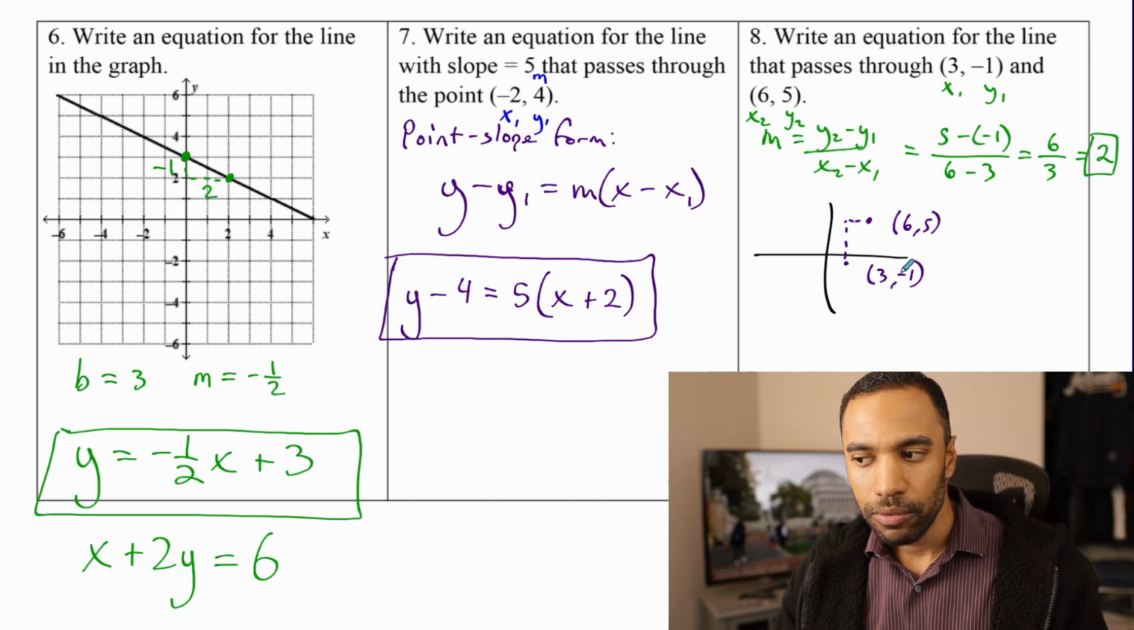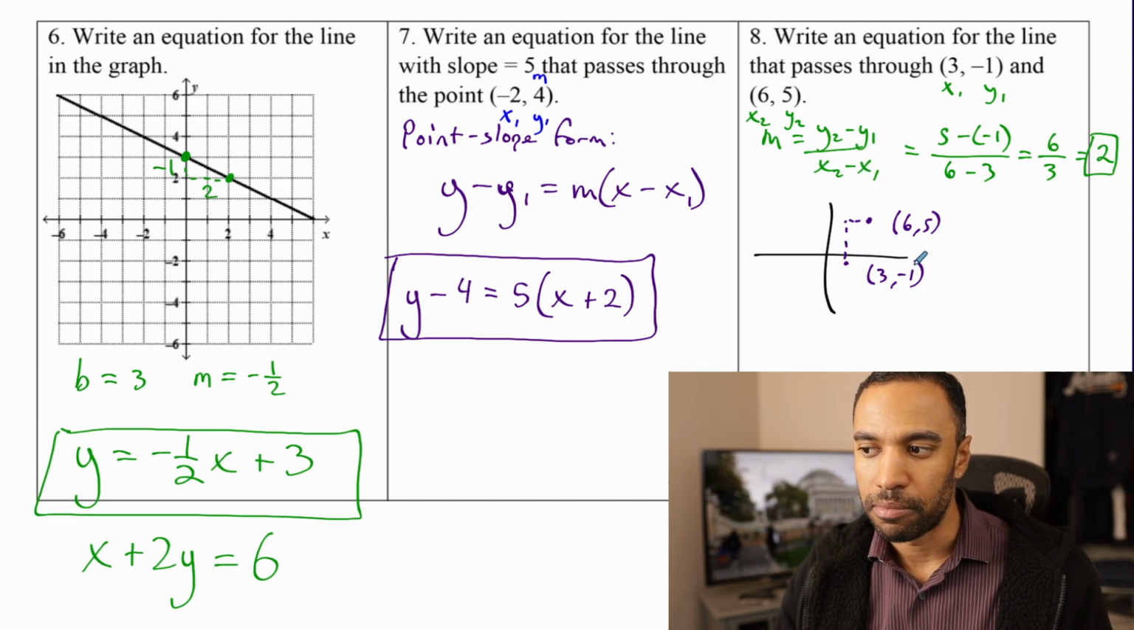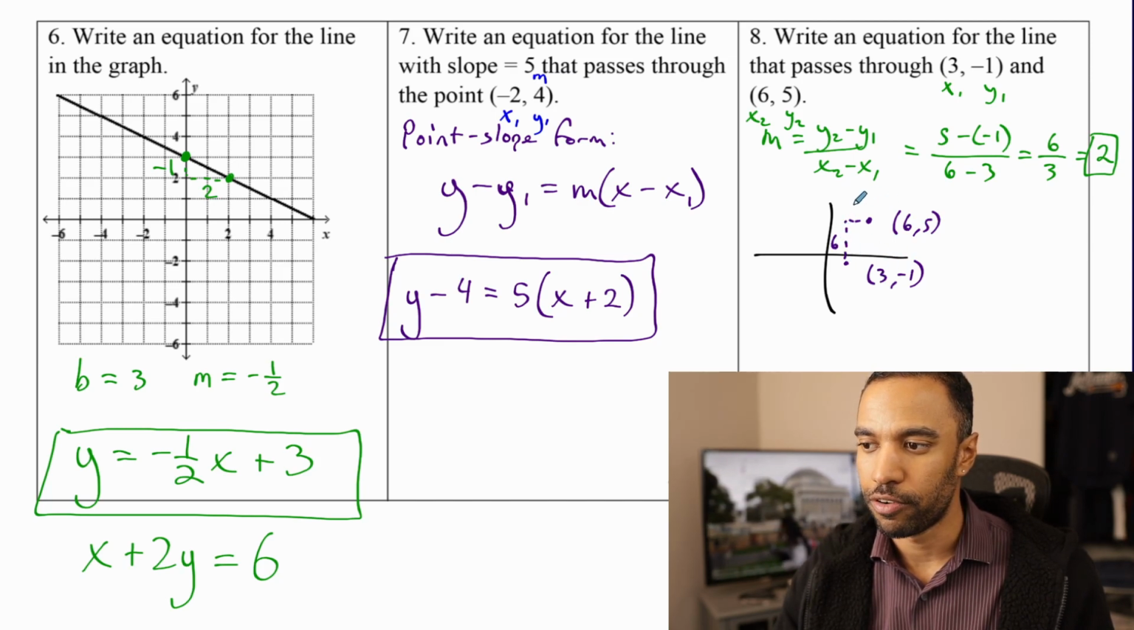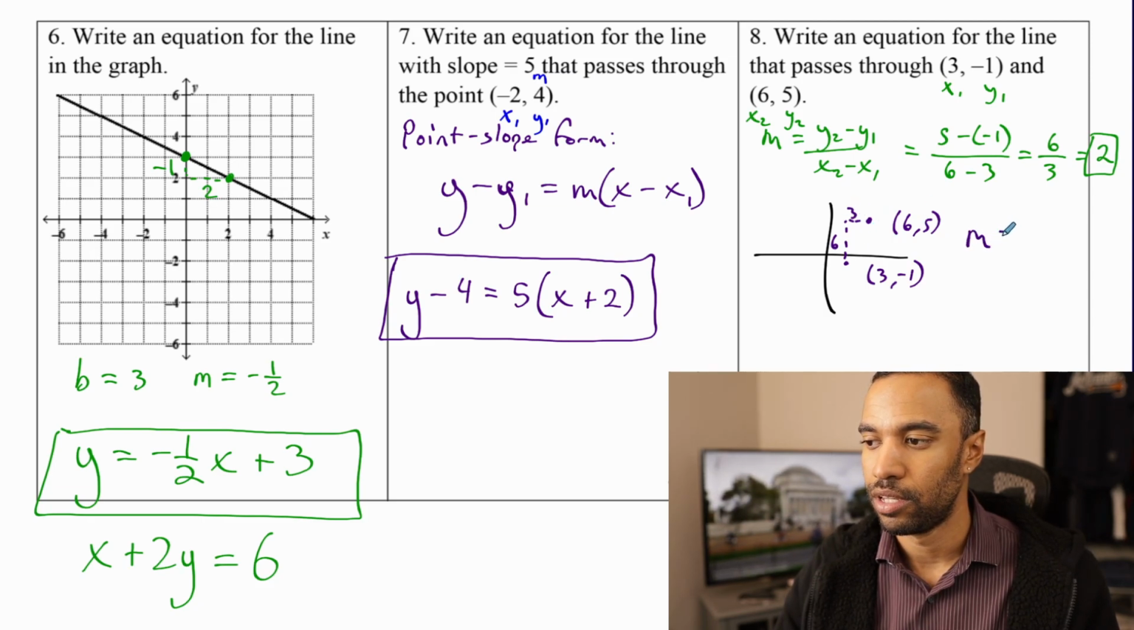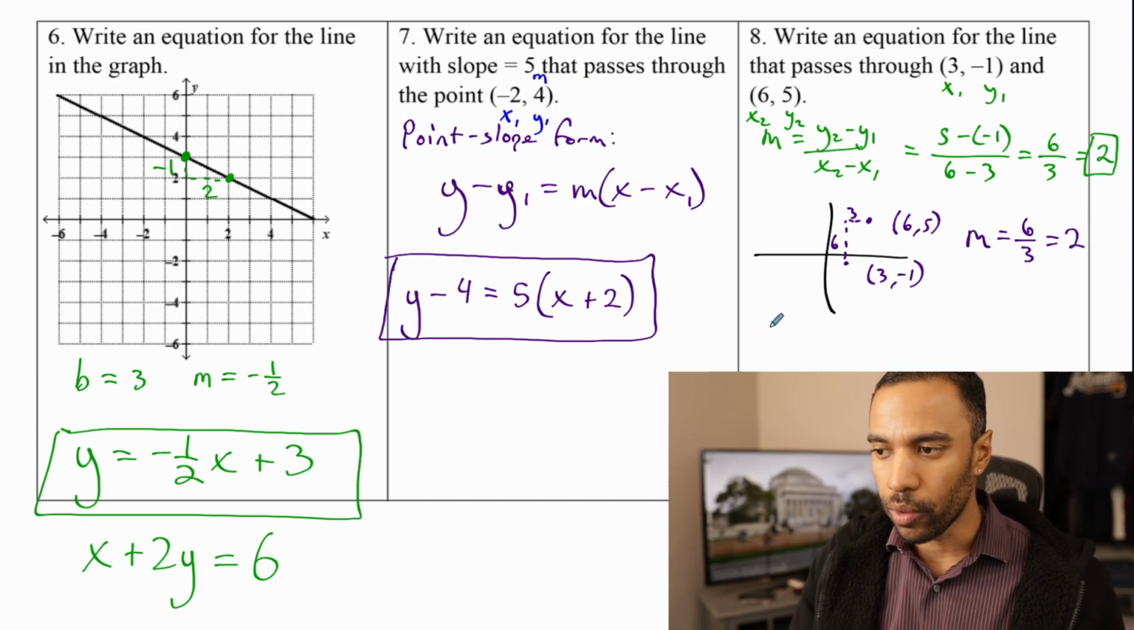So I don't have to count, but I'm asking how much do we go from -1 to 5? That's going up 6. How much do we go over from 3 to 6? That's 3. And clearly the slope is positive. So slope, once again, is 6 over 3, which is 2. There's more than one way to do that.